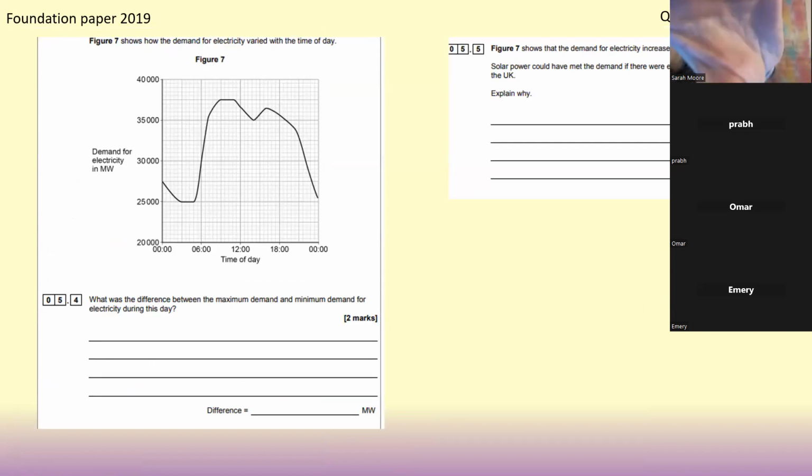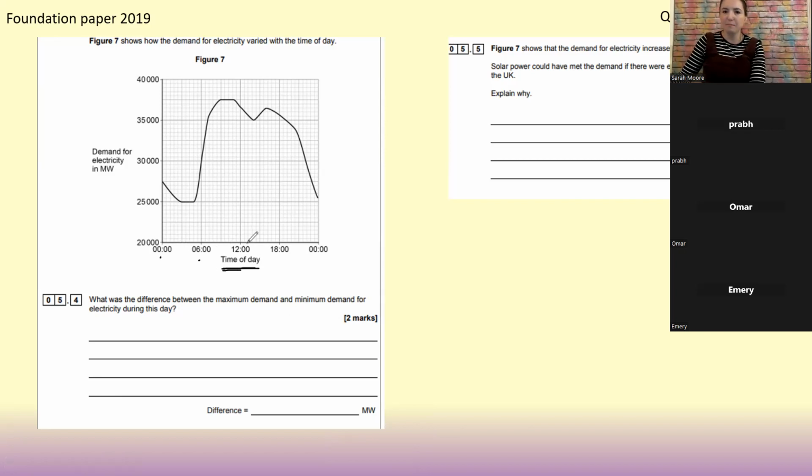So it shows us how the demand for electricity varied during the course of a day. So whenever you're presented with a graph, always take time just to familiarise yourself with the axes. What have we got going on along the bottom? Well, this is the time of day. So that's going to be midnight, 6 a.m, midday, 6 p.m, midnight. What have we got going up the side? Demand for electricity. So the higher the number, the higher the demand.